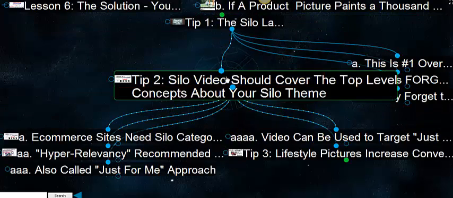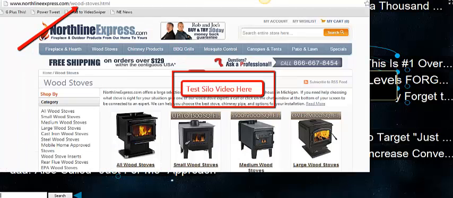Tip 2, silo videos should cover the top level concepts about your silo theme. Remember, you've already done in the previous module your index landing page. Your big idea is already covered, why you built the company, or if it was Land's End, for example, before the owners finally sold it. His big thing was radical evangelistic support. You can return it even if it's got a stencil in it. You can return it even if it's torn to shreds. We don't care. Radical return policy. When Sears bought it, it was gone. That would be something that he should put on his index page, but not really his silo landing page video.